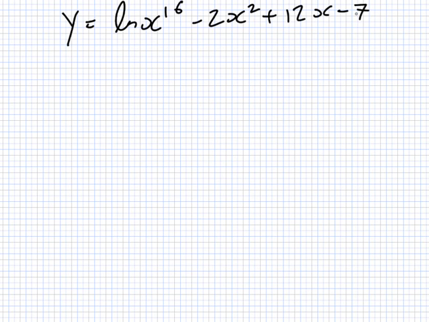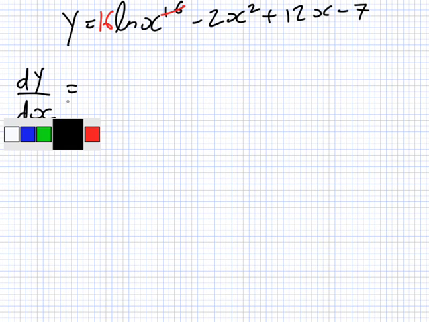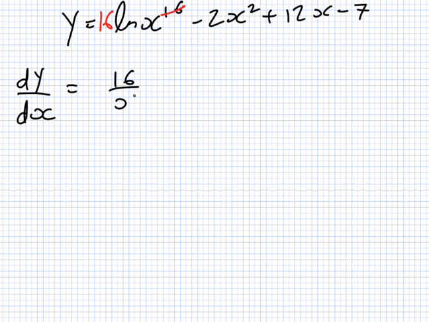Here I'm asking you for the stationary point and the nature of the stationary point. So first I have to find where the stationary point is. So I do that by calculating the derivative. But before I calculate the derivative, one small thing I'll do is bring this 16 down in the front by using my rules of log. So the derivative is 16 over x minus 4x, and that equals 0.